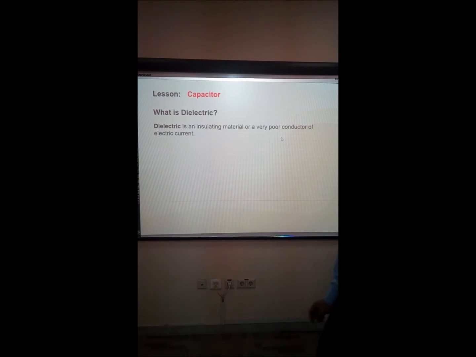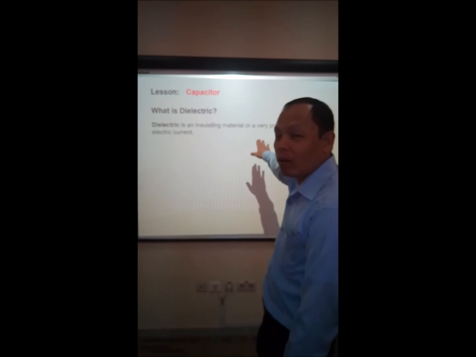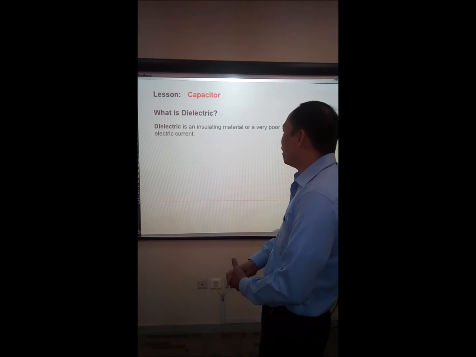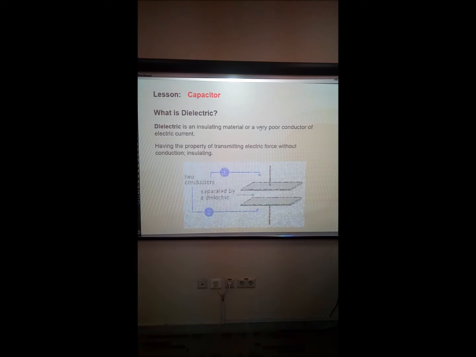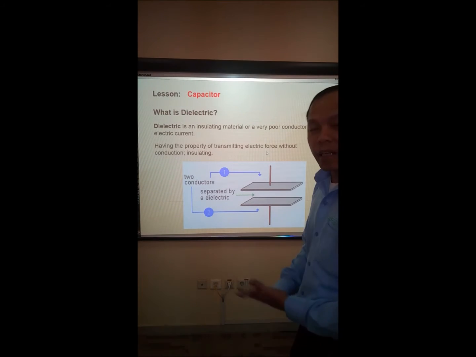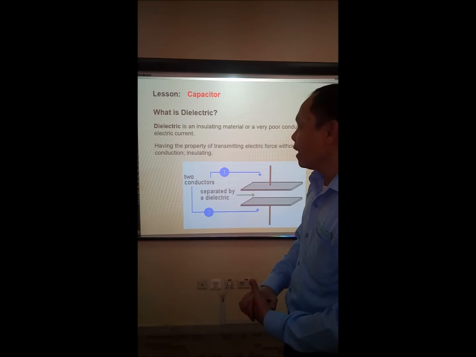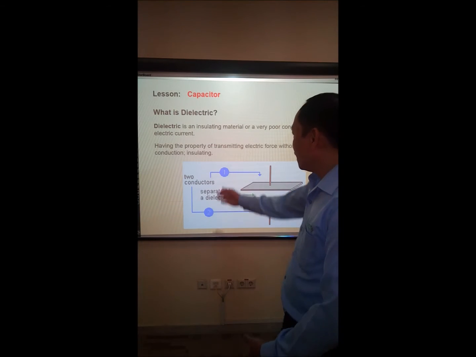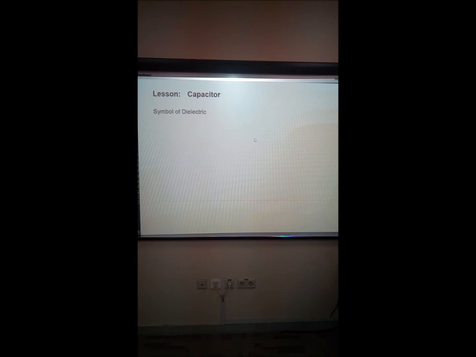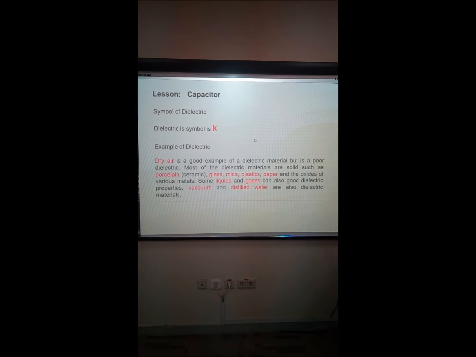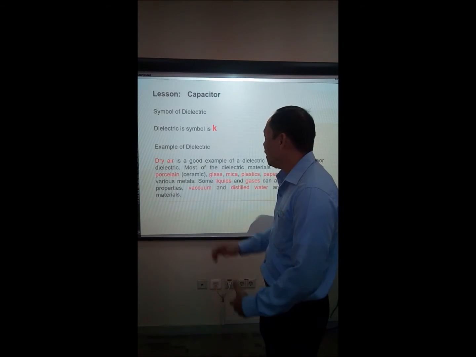Now what is a dielectric? Dielectric is an insulating material or a very poor conductor of electric current. A dielectric has a property of transmitting electric force without conduction, insulating. Now this is the symbol of dielectric, which is letter K.